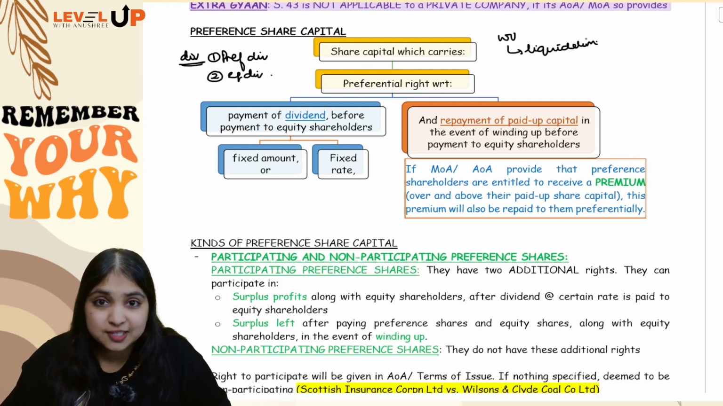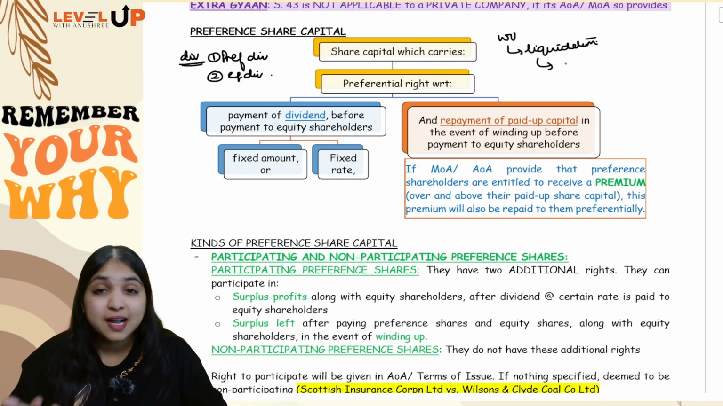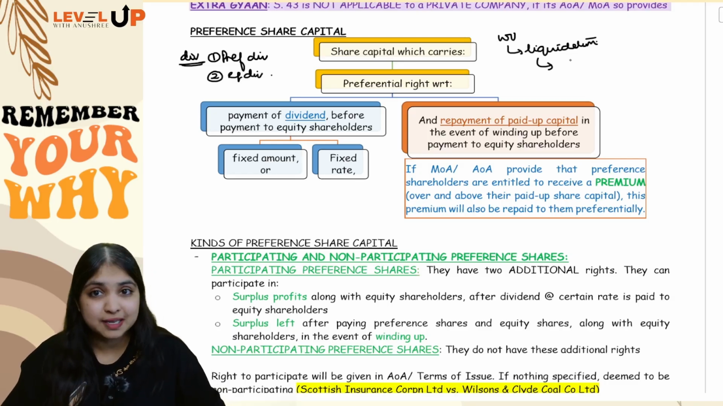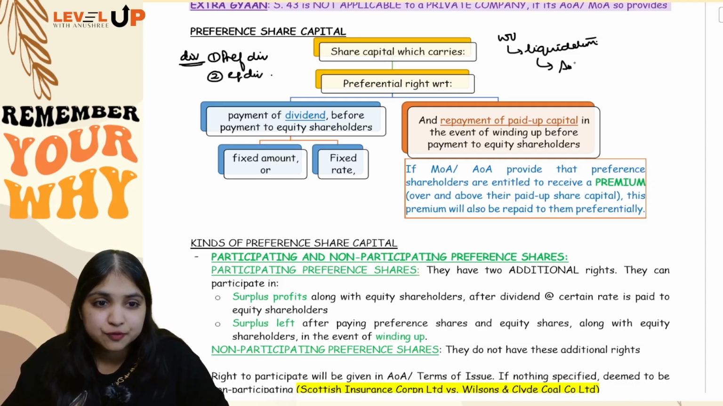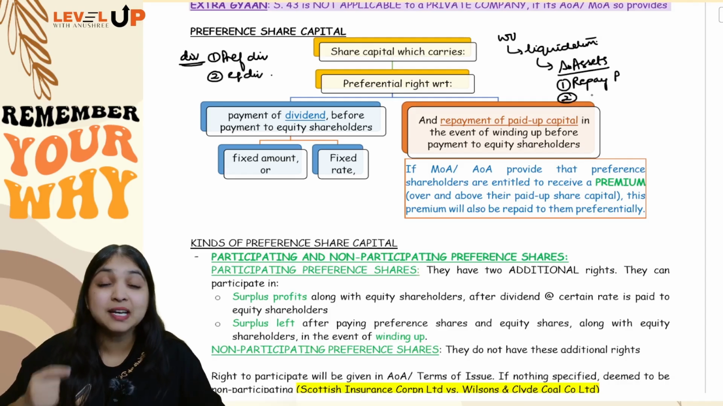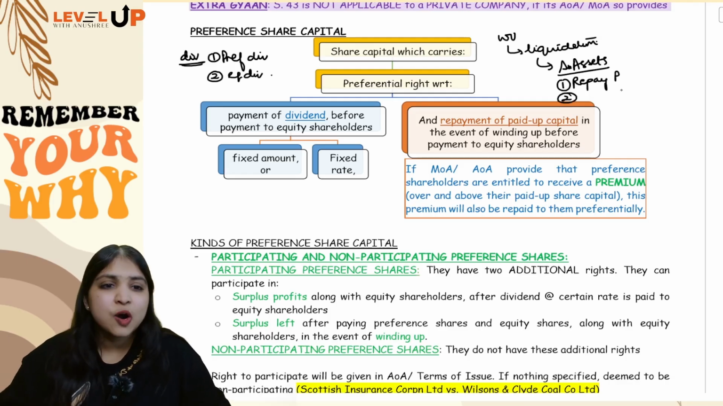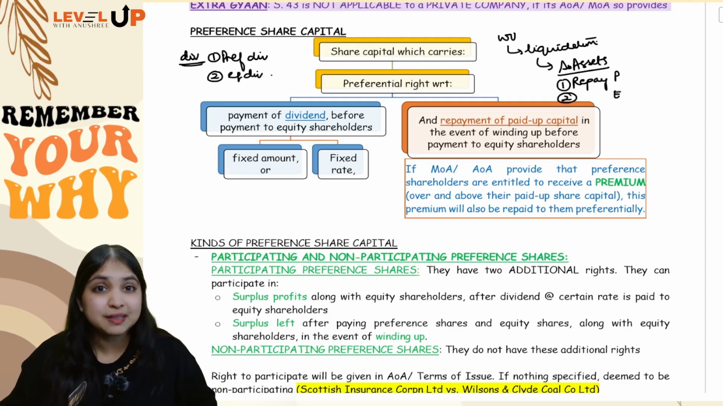In the liquidation step, whatever assets the company has, the company will utilize the assets to repay the liabilities. Even after repaying the liabilities, if the company is still left with assets, first of all we call them surplus assets. The company will use the surplus assets to first repay the preference share capital. Only after repaying preference share capital, if the company is still left with surplus assets, only the balance surplus assets will be used to repay the equity capital.